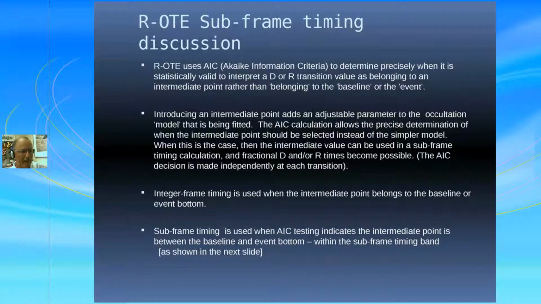And if the intermediate point doesn't meet AIC criteria, then integer frame timing is used. And that means that we just pick the point between frames as the time. Subframe timing is used when AIC indicates that the intermediate point is between the baseline and the event bottom, and this is referred to as within a subframe timing band. I'll show you that on the next slide.